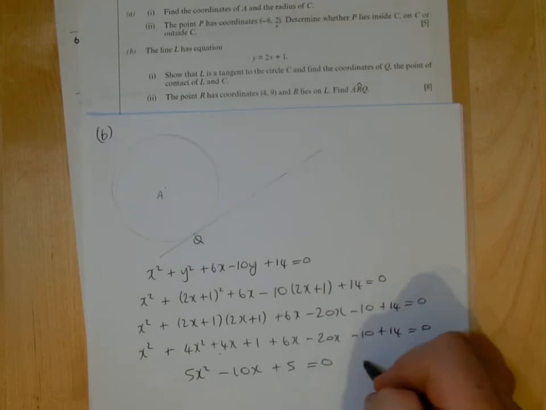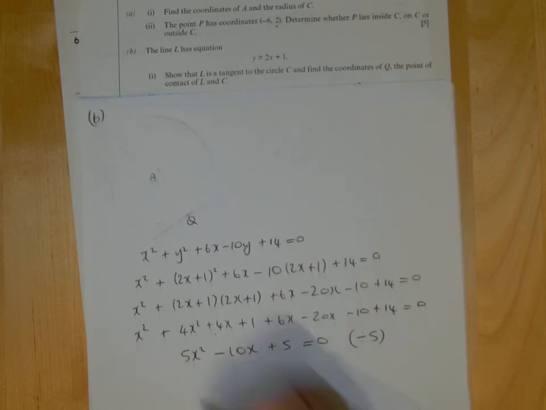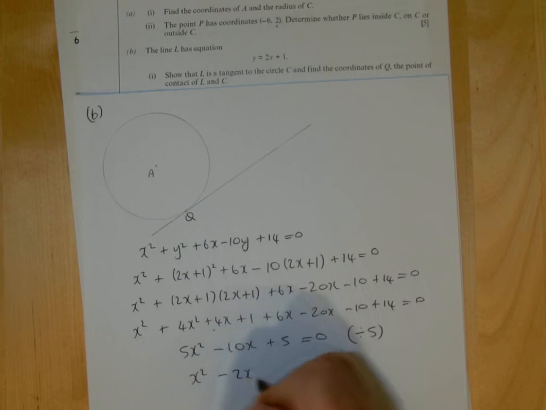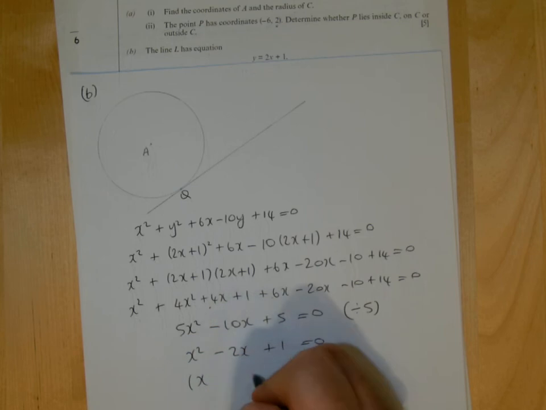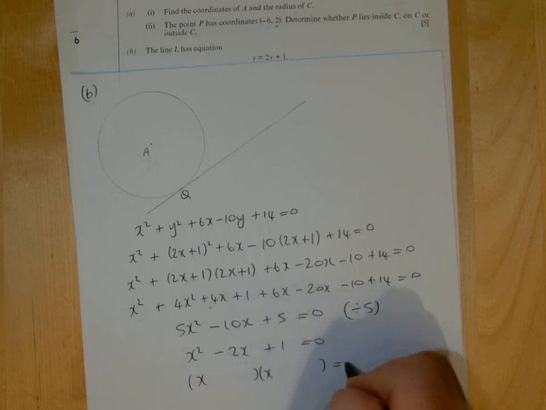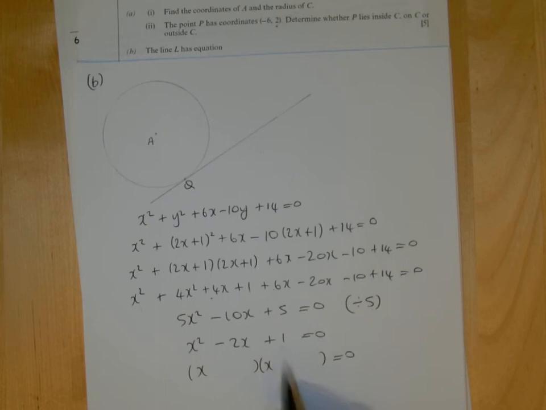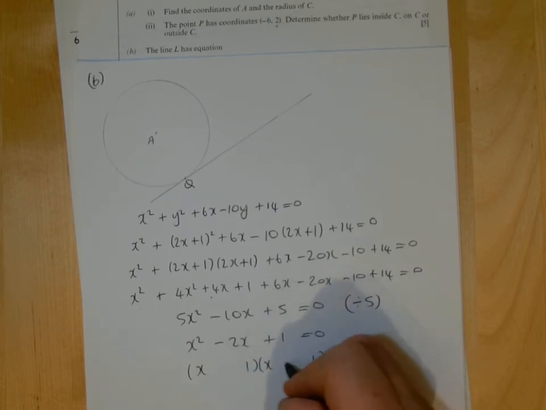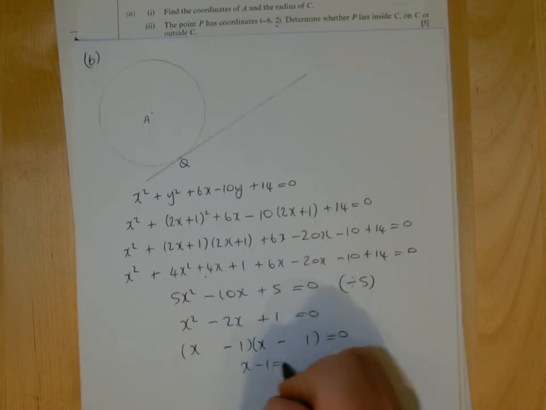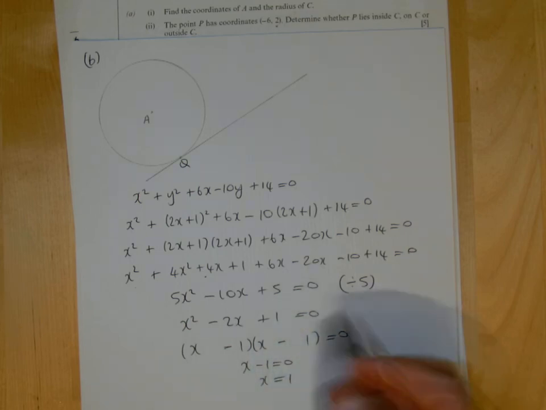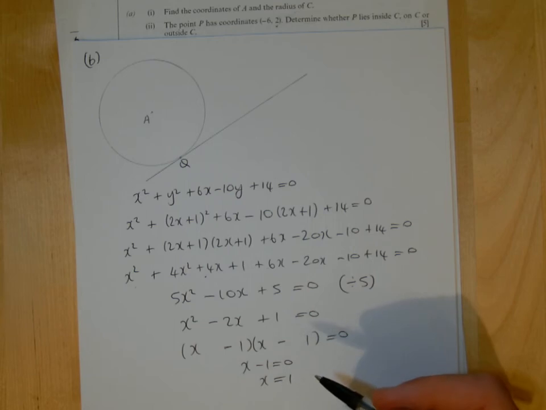And you can see with that quadratic we could divide by 5, because 5 is a common factor, so we get x squared minus 2x plus 1 equals 0. And then double bracket, and we need two numbers that multiply to give 1. Well, that can only be 1 and 1. Add up to give minus 2, so they both have to be minus. So you could see we've got x minus 1 equals 0 as our only result. So x equals 1.